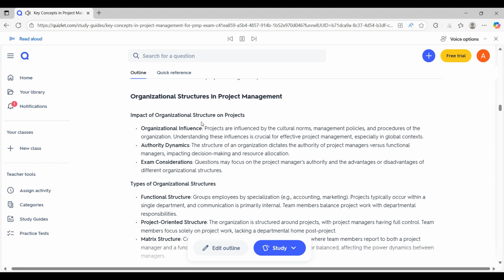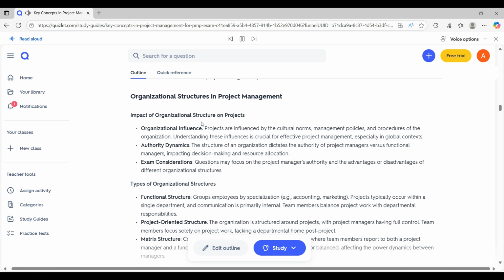Types of organizational structures. Functional structure groups employees by specialization, e.g., accounting, marketing. Projects typically occur within a single department, and communication is primarily internal. Team members balance project work with departmental responsibilities. Project-oriented structure. The organization is structured around projects, with project managers having full control. Team members focus solely on project work, lacking a departmental home post-project.